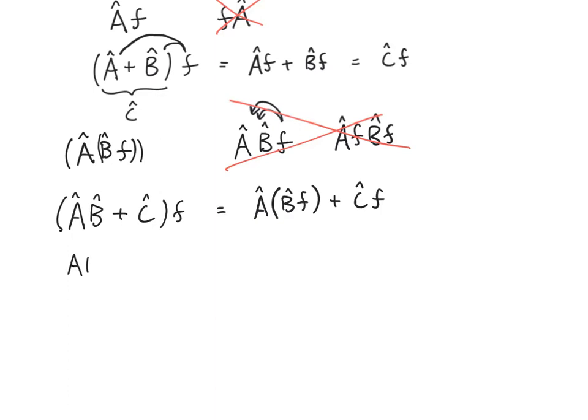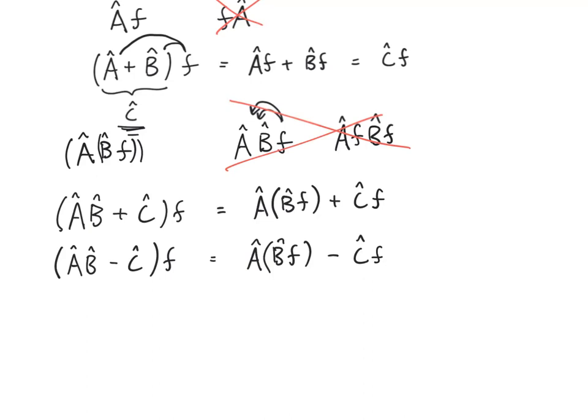By the way, you distribute with adding operators and also with subtracting operators. So this would just be A hat acting on B hat acting on F minus C hat, like this. And I'm not using the same C hat as I did up here. I'm just using it as a generic symbol for a general operator.